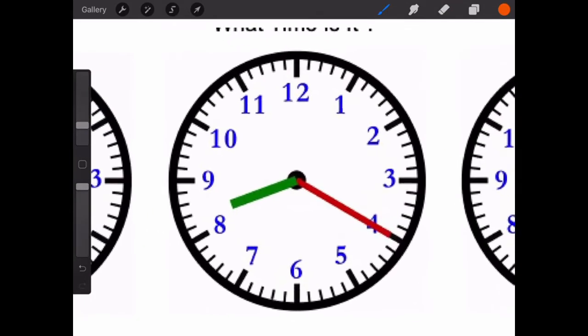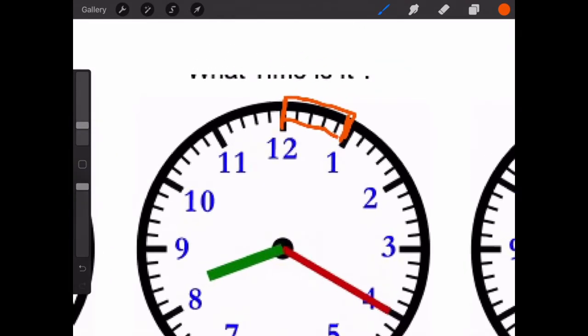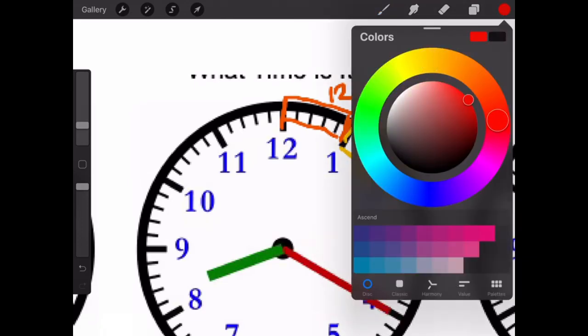Okay, let's look at this clock and see if we can figure out which hour bedroom this hour hand is pointing to or going through. So I'm going to go ahead and get my pen, and we're going to draw from 12 to 1. This section of the clock is the 12 o'clock hour bedroom. This section, in between the 1 and the 2, is the 1 o'clock hour bedroom.